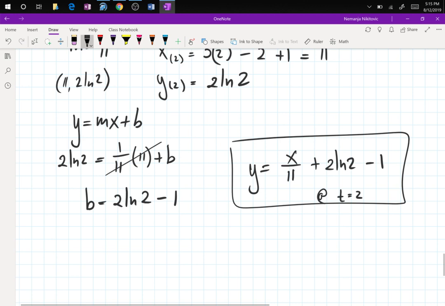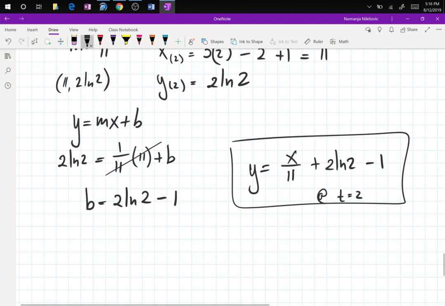Whatever that curve is, when you draw that, you can use software to draw this. Once you have the graph, at t equals 2, you know that's the point 11 comma 2 ln 2, and you draw the tangent line at that point, which is a straight line like this. That's parametric equations. You are going to be sick of this.